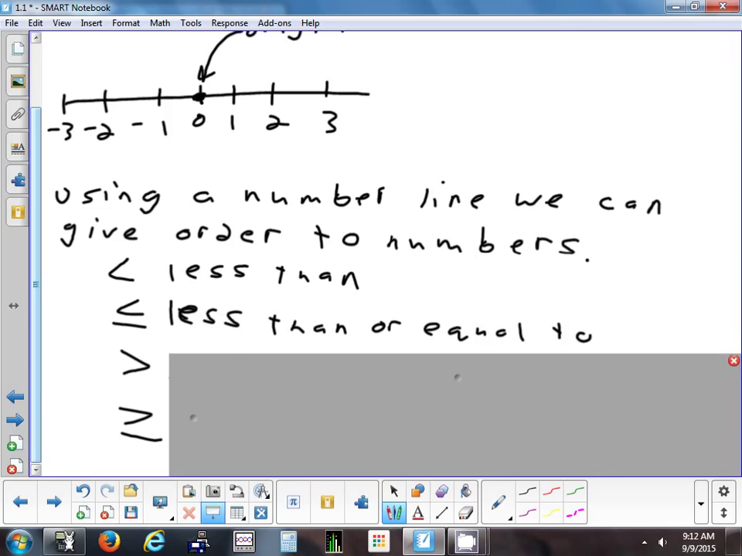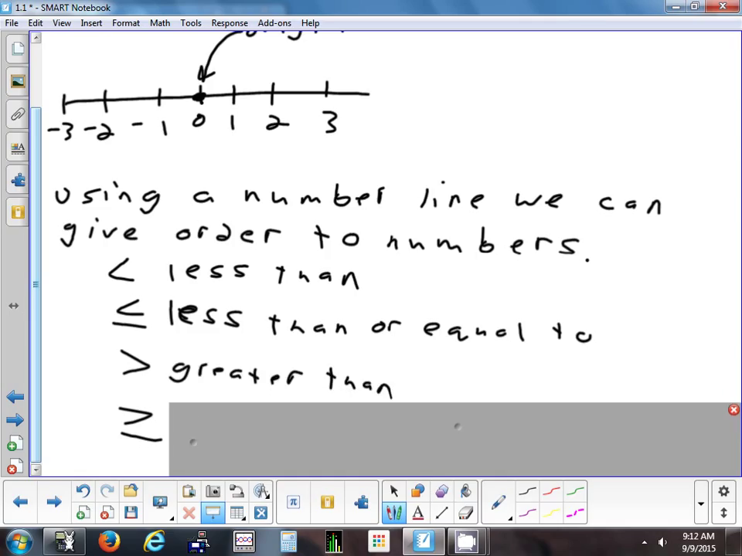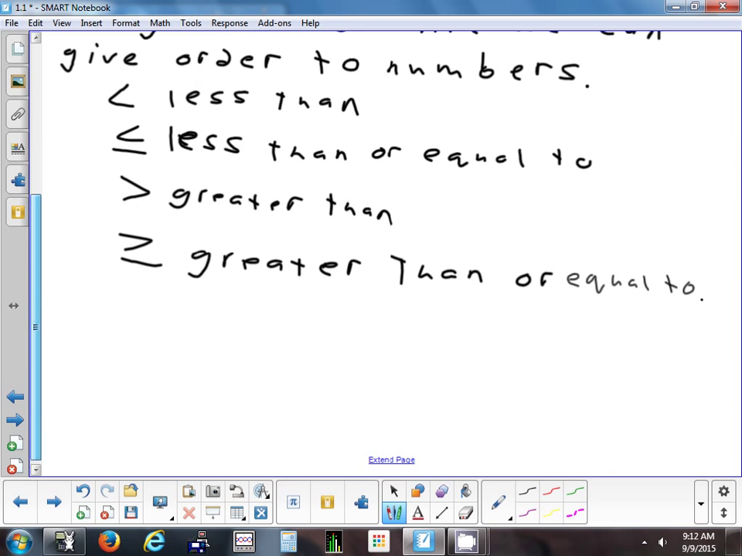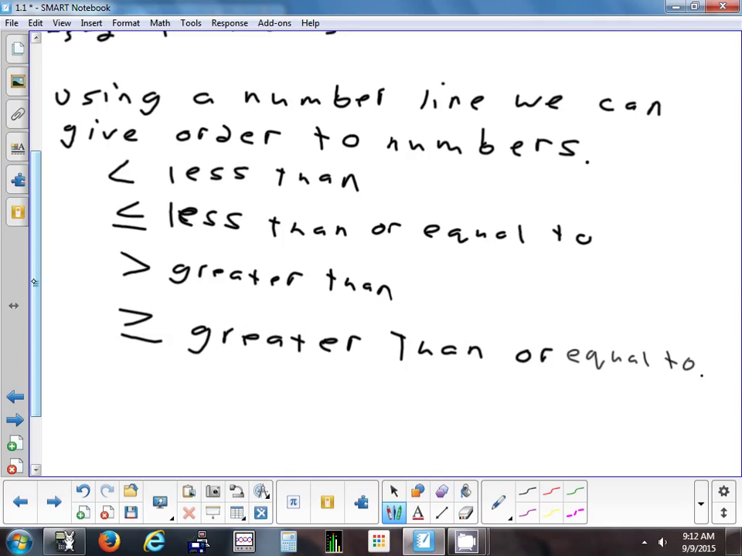How about Brendan? The next one? More than. Yep, more than or greater than. Perfect. And Cameron, what's the last one? Greater than or equal to. Good, greater than or equal to. Okay, so those are the 4 basic inequality symbols. If you already know them, you don't have to write them down, but if you get confused which one's which, I would write them down.